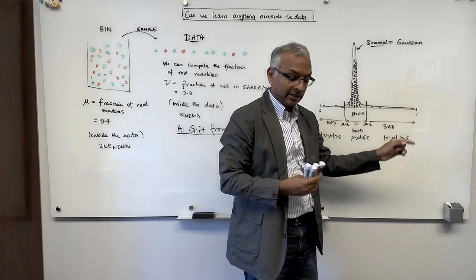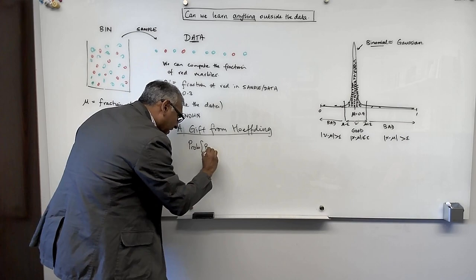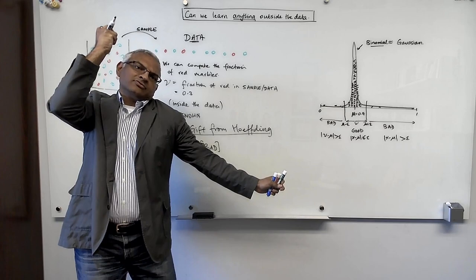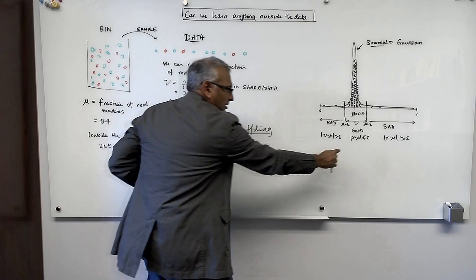The probability, when you run this experiment, that you'll be in a bad situation. Now what does bad mean? Bad means that you would be very wrong if you claimed that the population fraction of red is equal to the observed sample fraction of red. So the bad thing happens if nu minus mu is greater than epsilon.